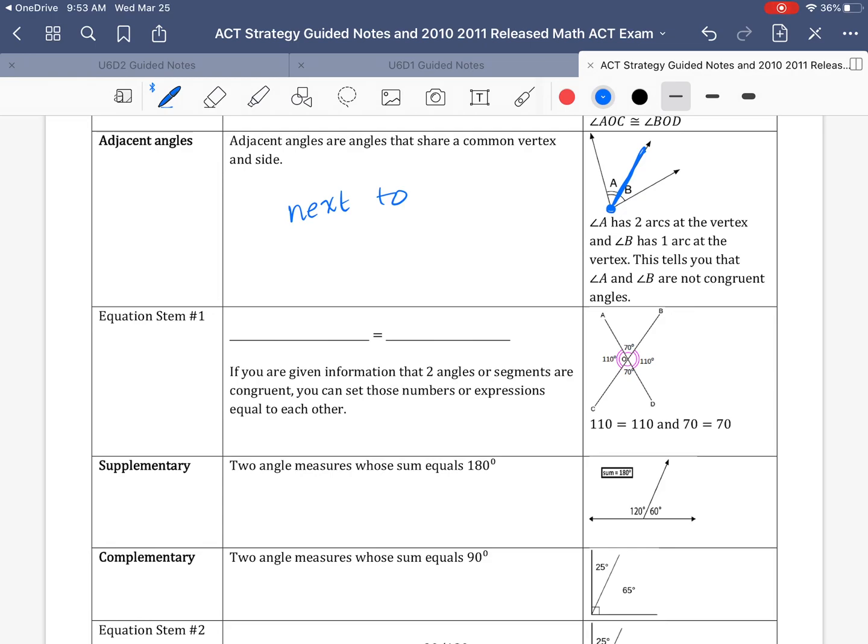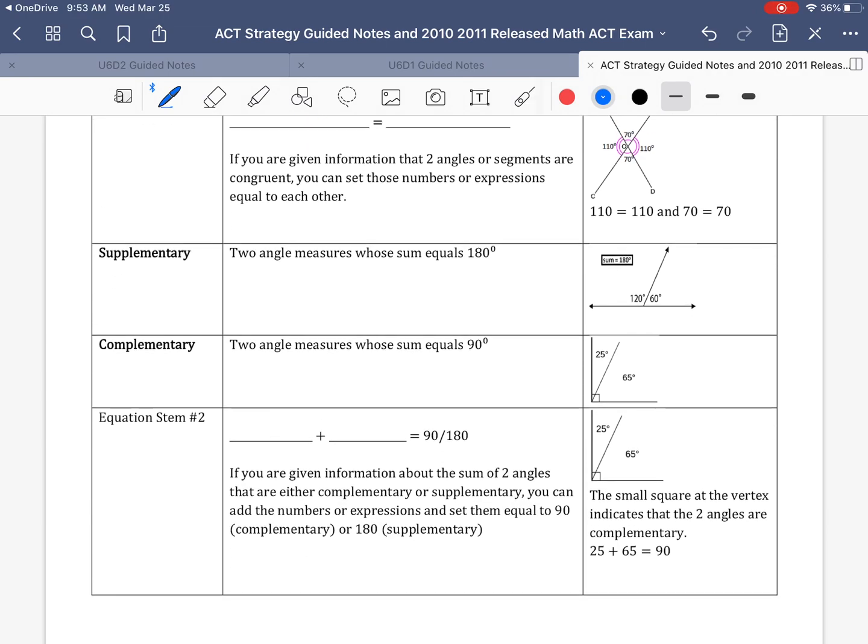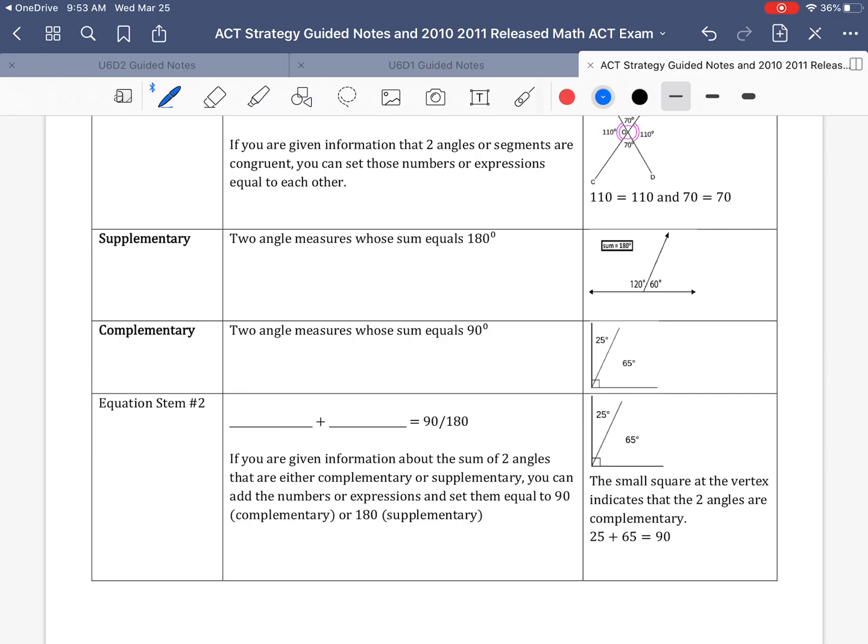Now, an equation stem that you can use when you have any information about congruence is something is equal to something else. You know that that angle measure is equal to the other angle measure, okay? The word supplementary, you should be thinking of the word straight, right? When you have a straight line, their angles add up to 180 degrees. Complementary, we should be thinking of the word corner, right? And their angles add up to 90 degrees.